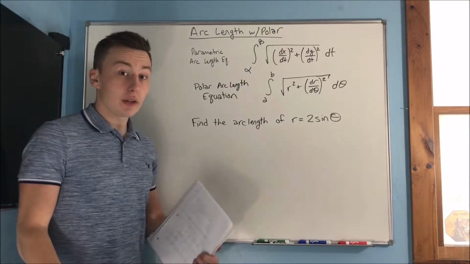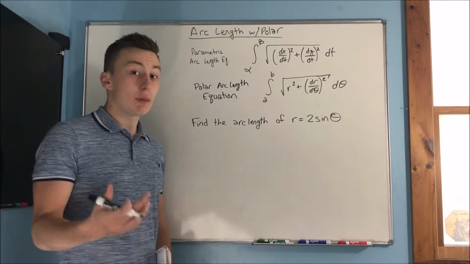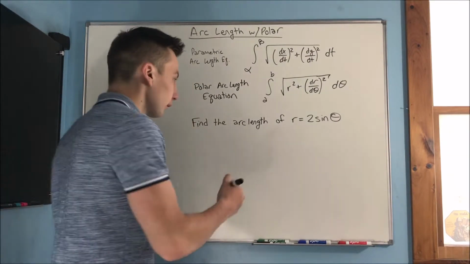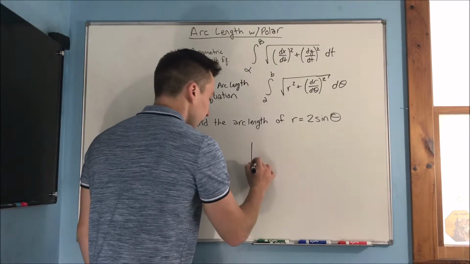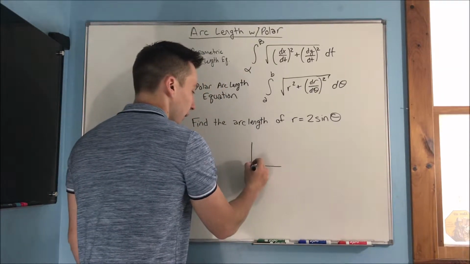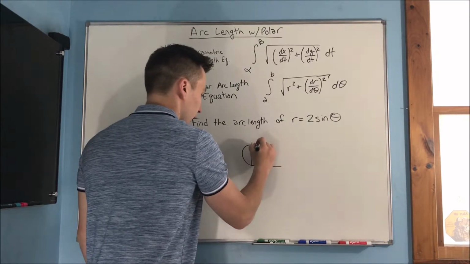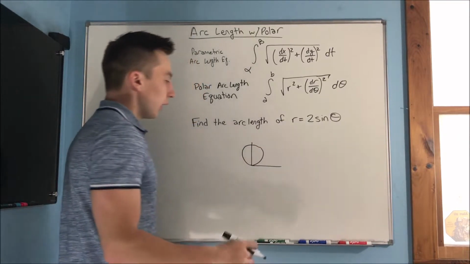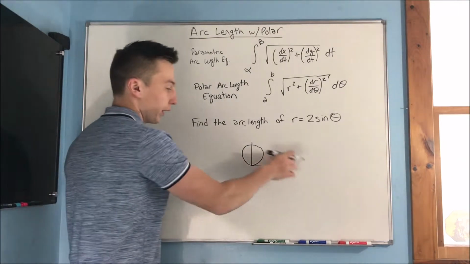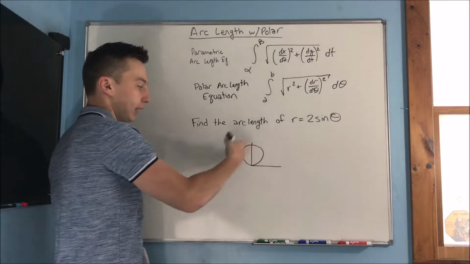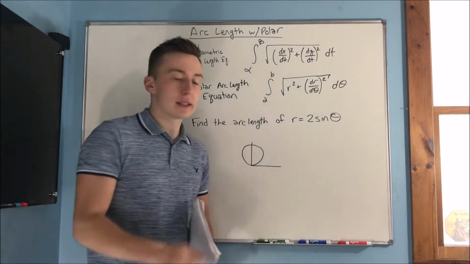If we wanted to find the arc length of r equals 2 sine theta, well, first we need to understand what that graph looks like, right? And r equals 2 sine theta is just going to be a circle up here. There you go. Right? Because like 2 cosine theta would have been a circle over here. Whereas 2 sine theta is the circle kind of like upwards, I guess.